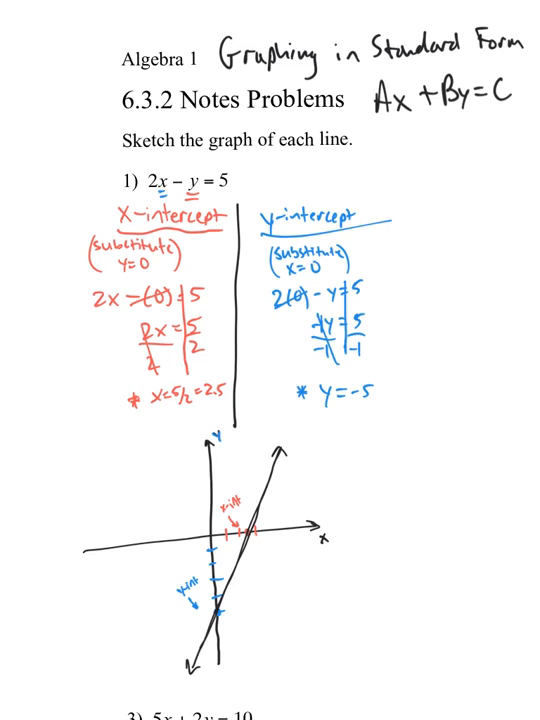Okay? So that process is the same for graphing in standard form. Anytime it's in standard form, you can find the x and the y-intercepts by doing that. Okay? Those are 2 points on the line.